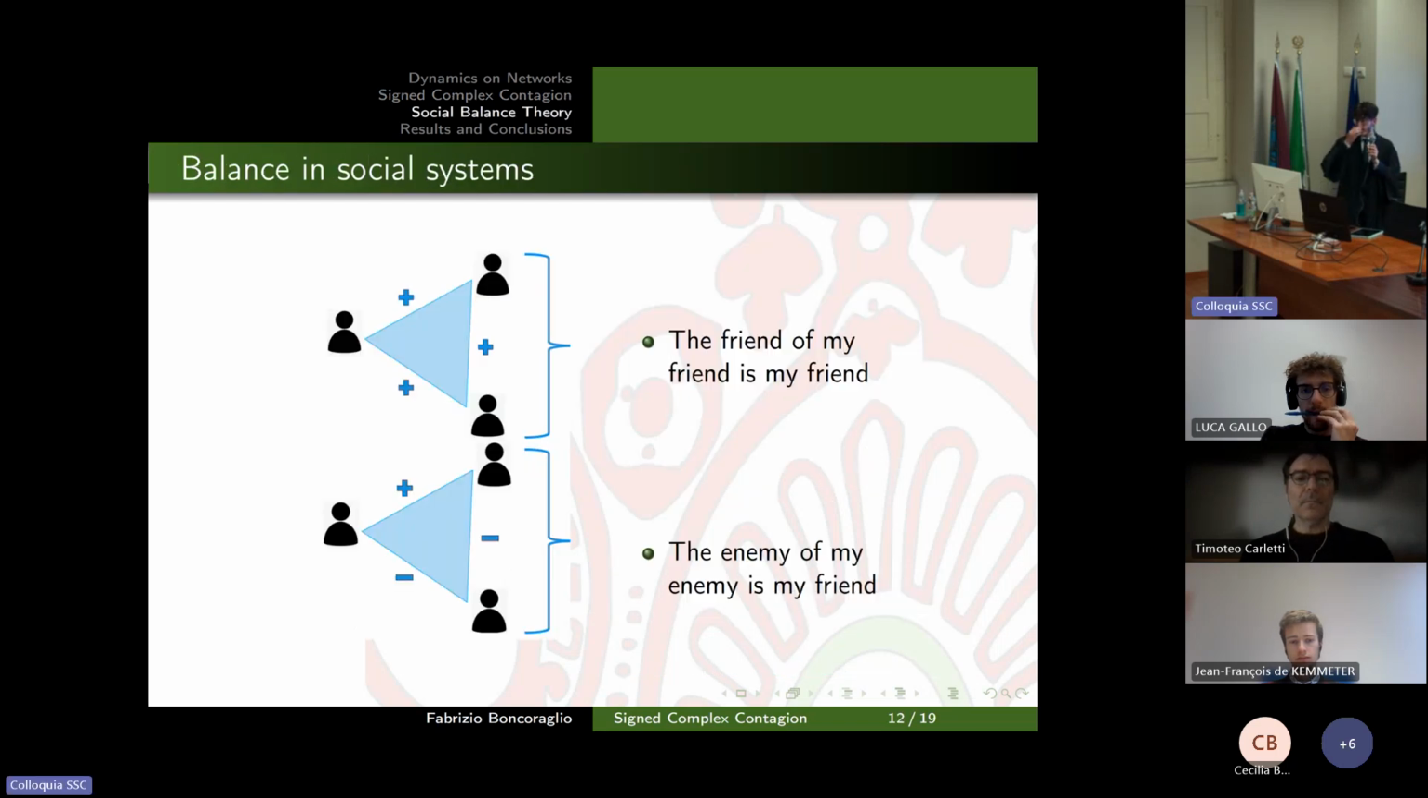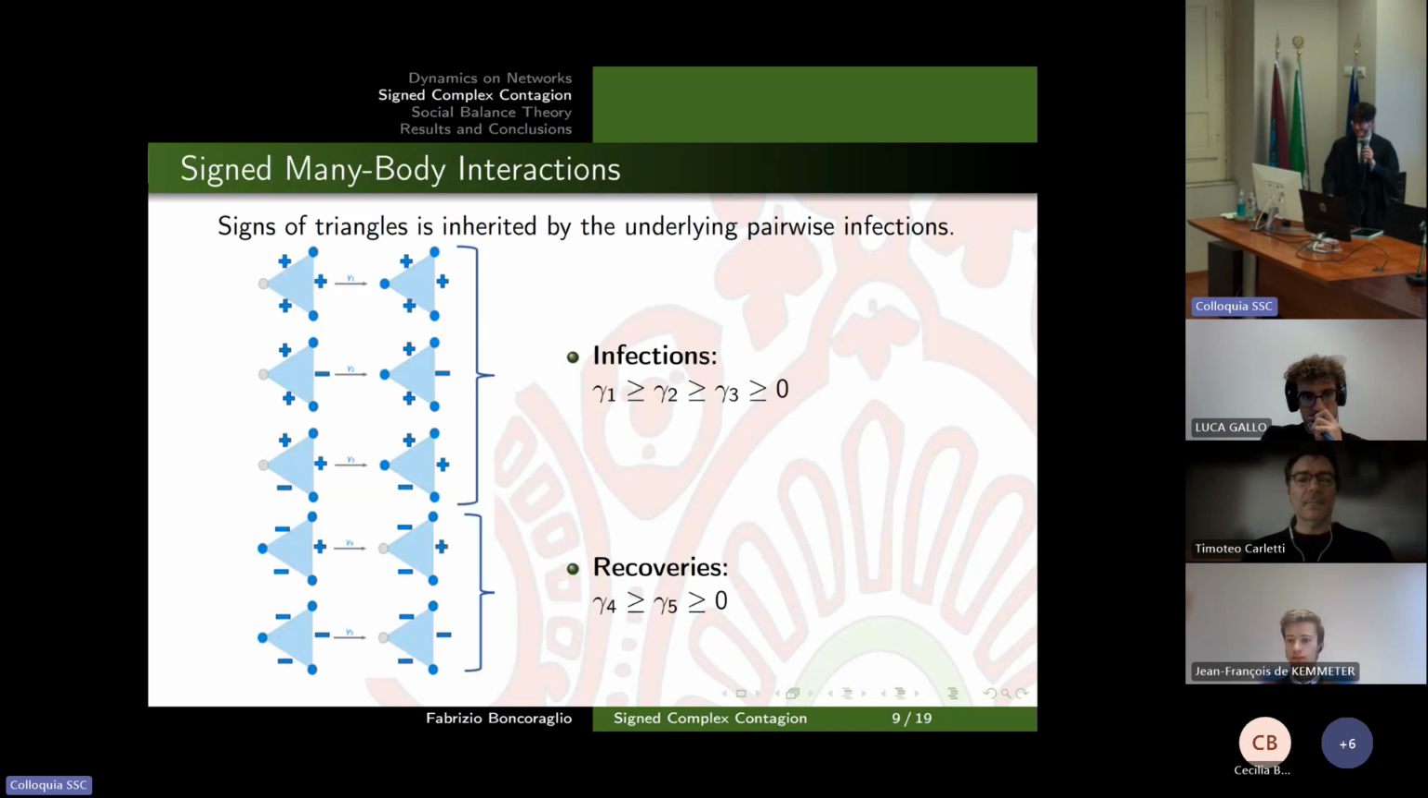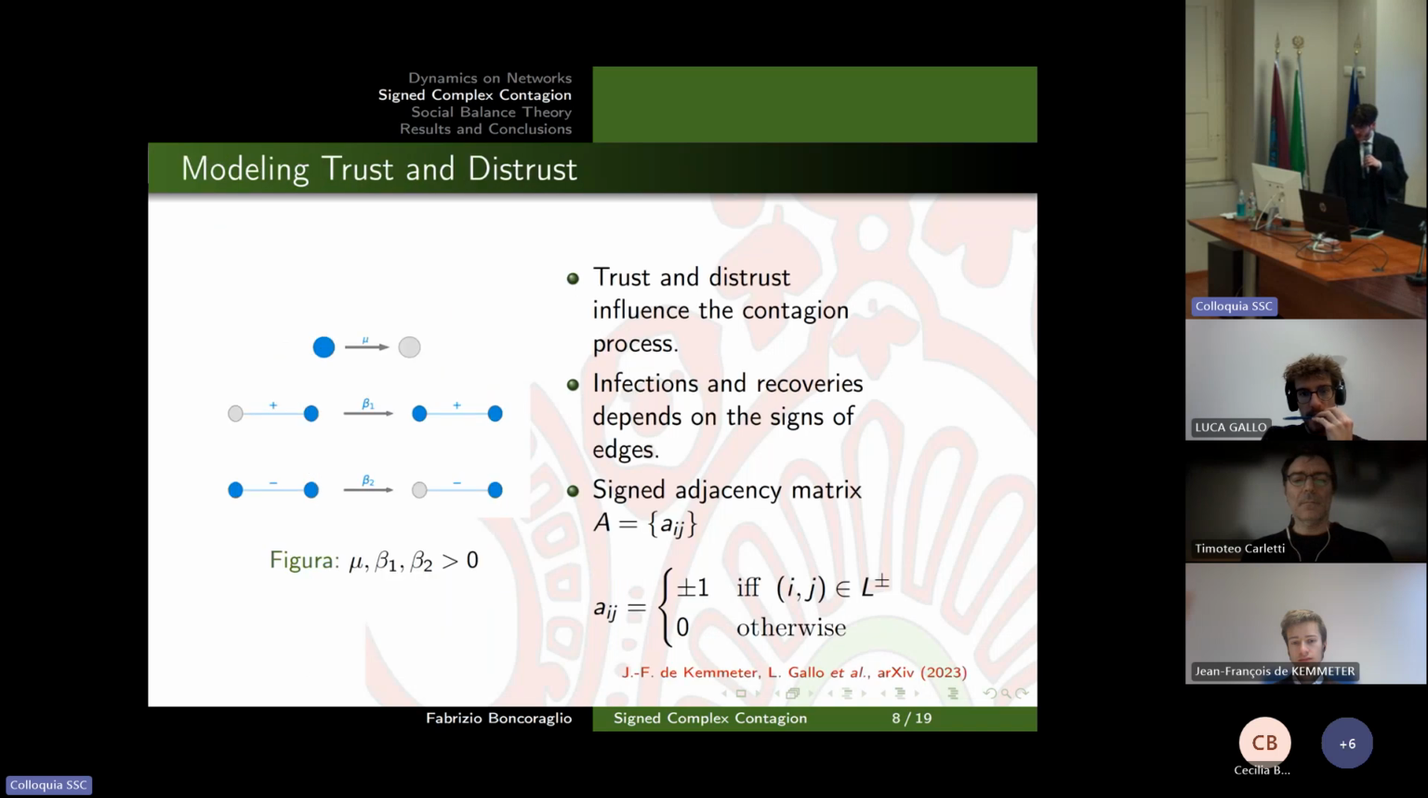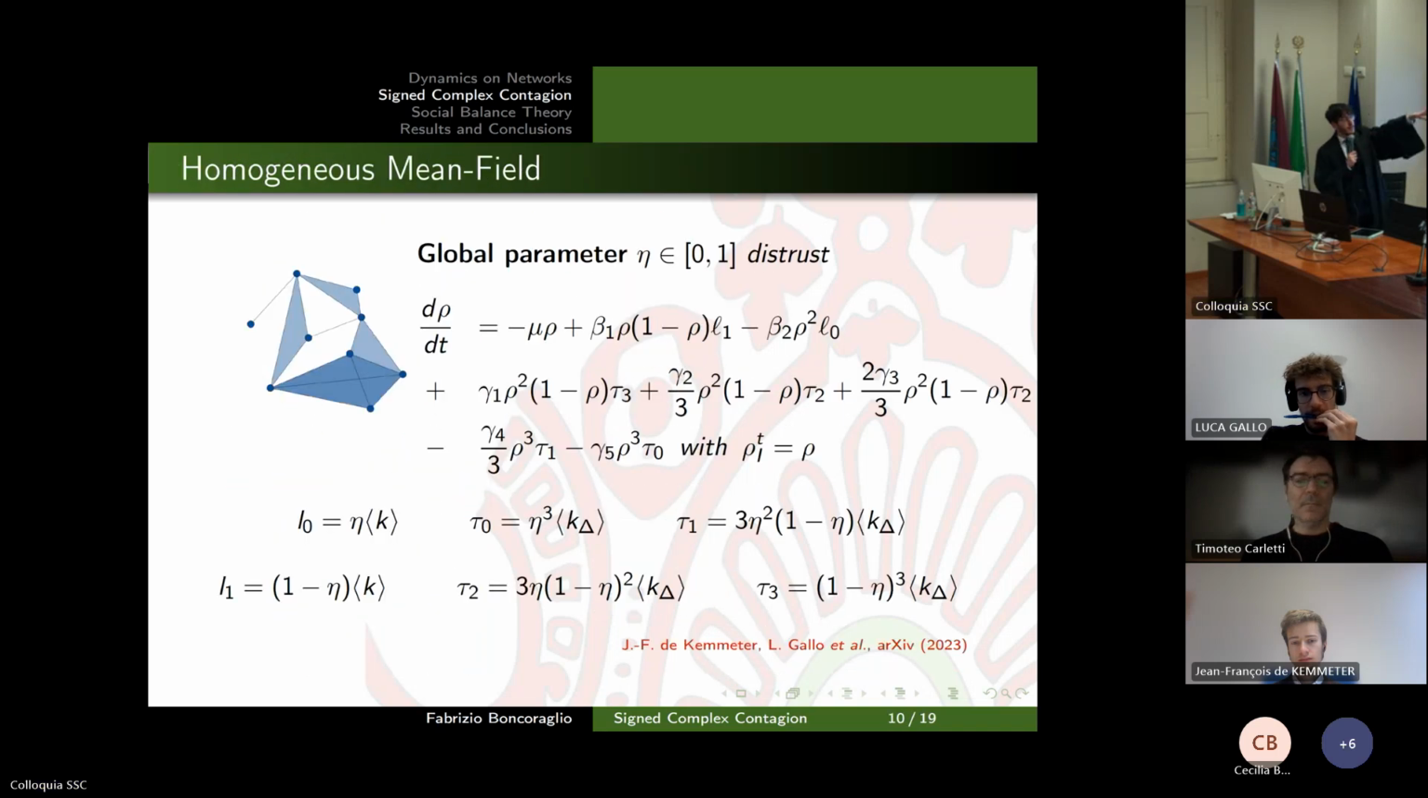Okay, let's talk about the second part of the thesis, the second model. One thing I forgot to say, actually, that is very important, is how do we choose the sign of the triangles? We chose the sign of the triangles by inheritance, in the sense that thanks to the fact that we're using simplicial complexes, the signs of the triangles, this 3 plus, 2 plus, and 1 minus, are directly inherited by the underlying pairwise interactions. And this allows us to write these relationships here, tau 0, tau 1, tau 2, and tau 3, thanks to the fact we're using simplicial complexes and thanks to this assumption.